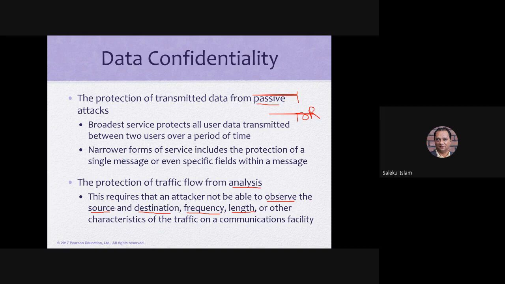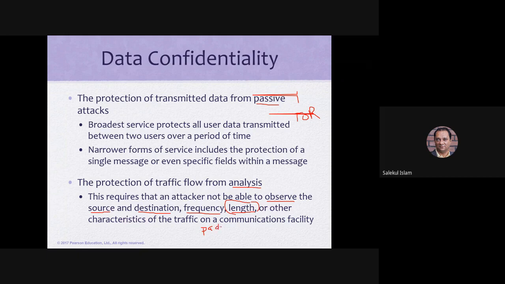But normally we cannot hide source and destination, or maybe it's difficult to hide frequency. Maybe you can add some false data, so the attacker will receive those false data and cannot understand the actual frequency. But a very popular method is hiding the length. This is very easy. For hiding the length, we add padding. Through padding we hide the actual length of the traffic.